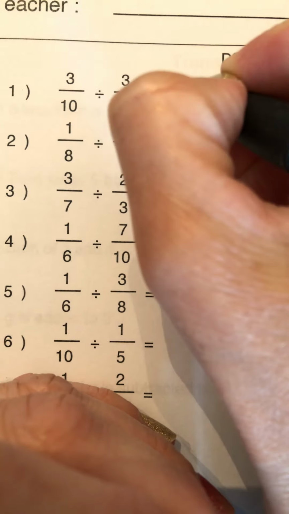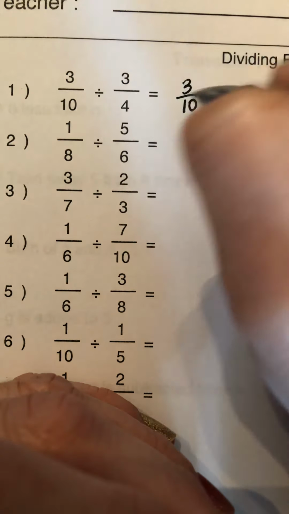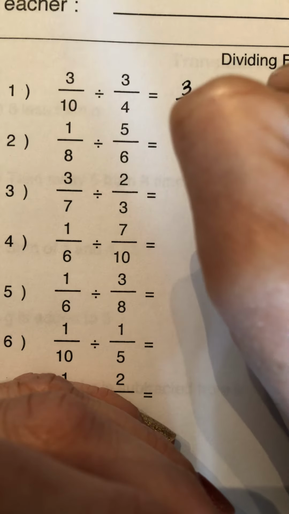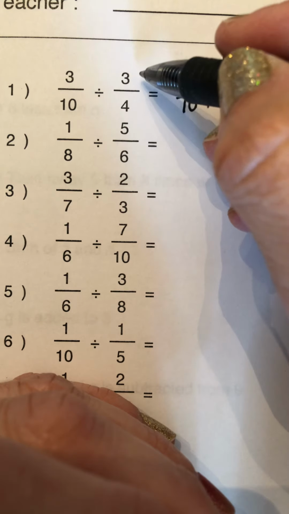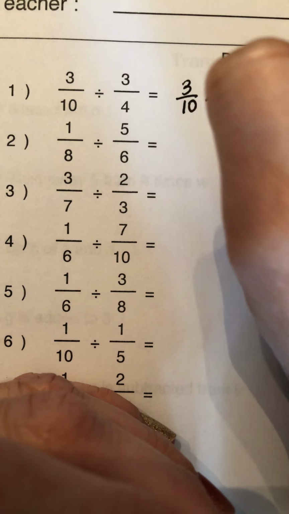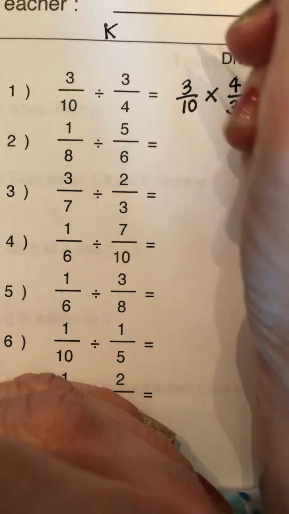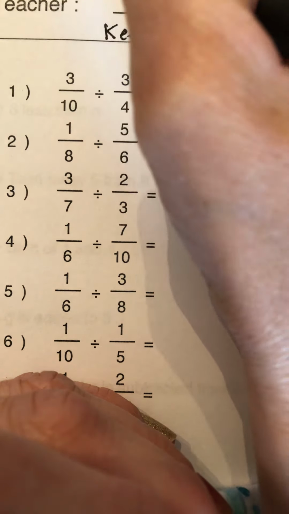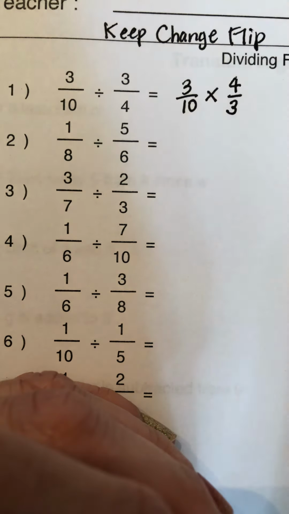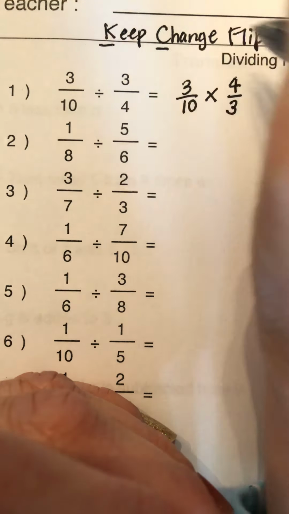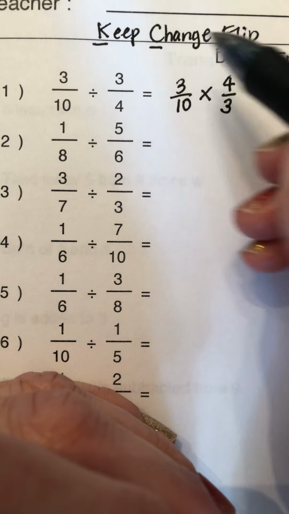The way you're going to do this is you're going to rewrite the problem. You keep the first number the same. Then you're going to change that division sign to a multiplication sign. So you're going to keep, change, and then flip. So we're going to say 4/3 instead of 3/4. So keep, we'll write this at the top, keep, change, flip. Okay, so keep, change, flip. Okay, I know some of y'all said KFC this year, but keep, change, flip.